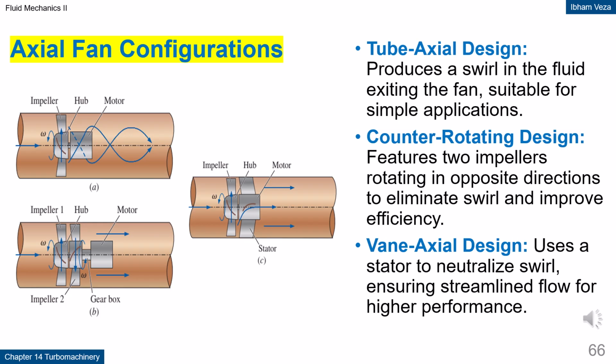Axial fan configurations. Tube axial fans produce swirl in the exiting flow and are suitable for simple applications. Counter-rotating fans use two impellers rotating in opposite directions to eliminate swirl and improve efficiency. Vane axial fans use a stator to straighten the flow after the rotor. These configuration differences mainly aim to manage swirl and improve energy utilization. The choice of type depends on efficiency requirements and system complexity.